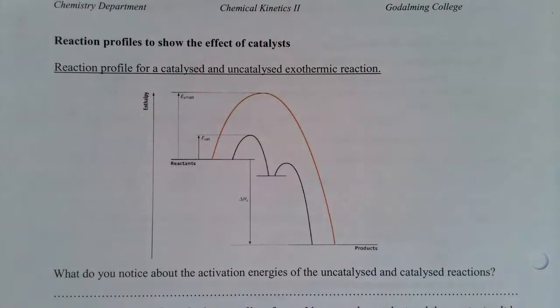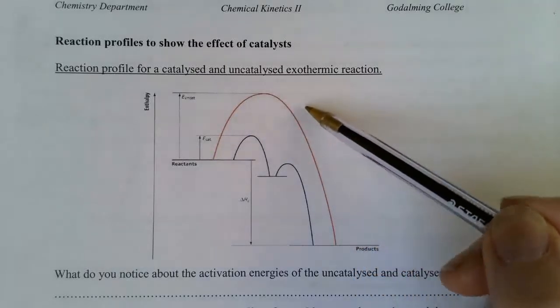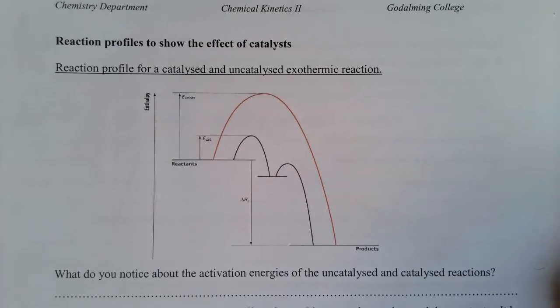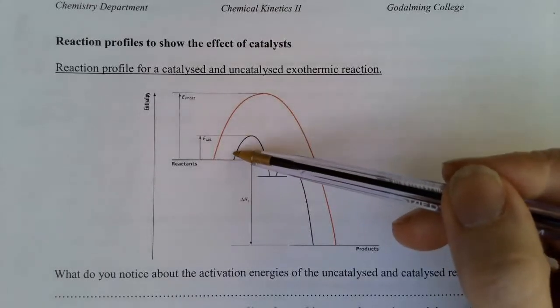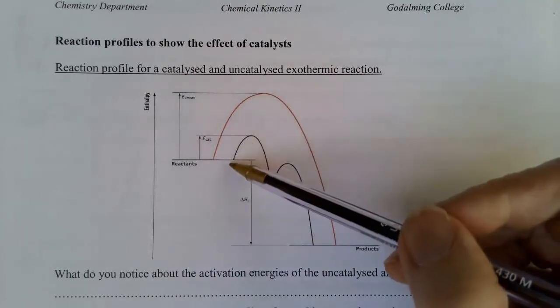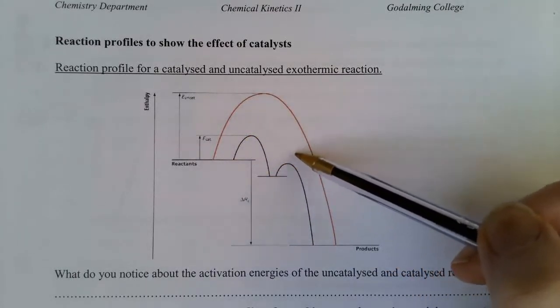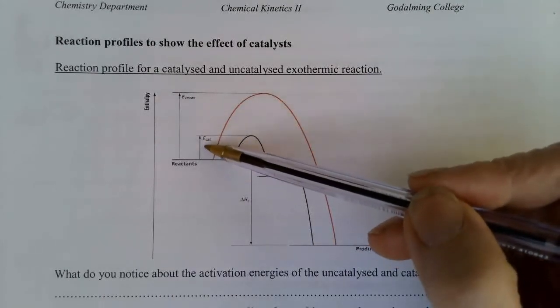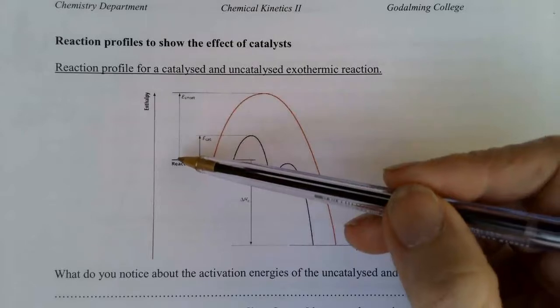Hopefully we've been able to do the experiments on page 12, so we're moving on to page 13 and we're looking at a reaction profile to show the effect of a catalyzed reaction. Here in red we have the uncatalyzed reaction. You can see the activation energy for this reaction is quite high. The catalyzed reaction happens via a two-step process because it happens via a different mechanism. There's a reaction to form an intermediate, and then that intermediate reacts to form the products.